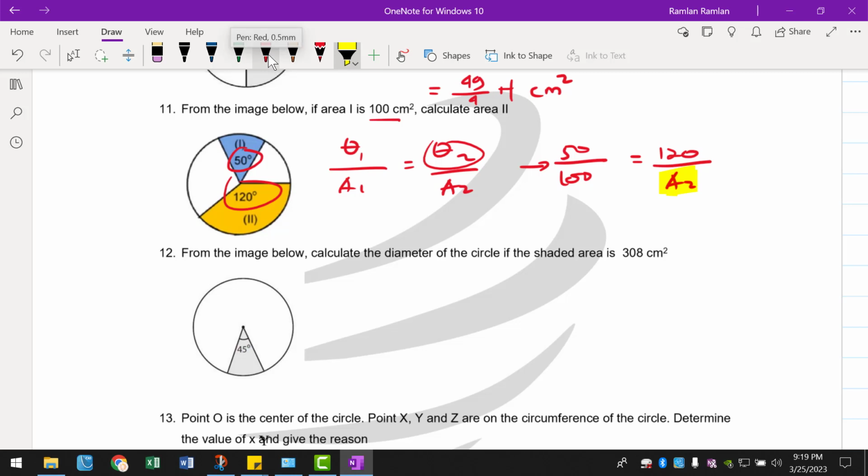We can just do the cross multiplication, or we can do something like this first. We can actually cancel this, right? This is 1 over 2. Then I can move this here: 1 times A2 equals this guy going here, 2 times 120. So 1 times A2 is just A2, and that equals 2 times 120, which is 240 centimeters square. That's it. Pretty easy.